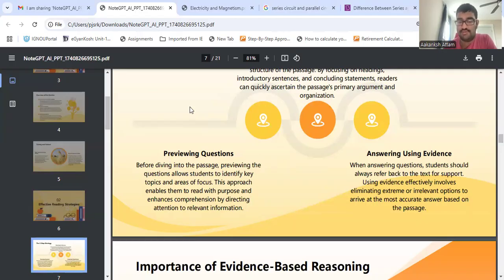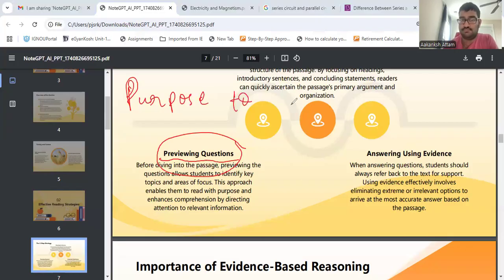You will be able to identify whether this question is relevant to the passage or not. Why are we previewing questions? Because we have a purpose to read the passage. Why will we be reading the passage?